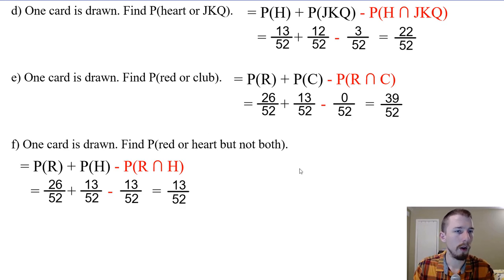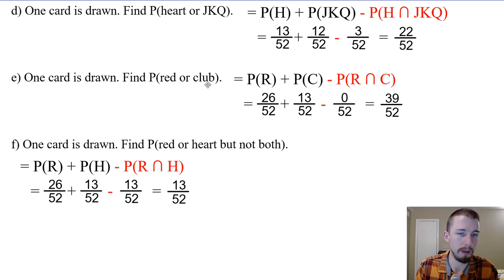But all right, one card is drawn. Find the probability that it is a heart or a jack, king, or queen. Well, the hearts are going to be 13, because there are 13 ranks. And then jacks, kings, or queens are going to be 3 ranks times 4 suits, which would be 12. And then we're going to subtract those that are jacks, kings, and queens of hearts, of which there are 3. So that's going to give us 9 plus 13, which would be 22 out of 52.